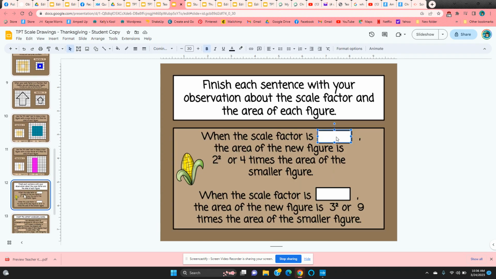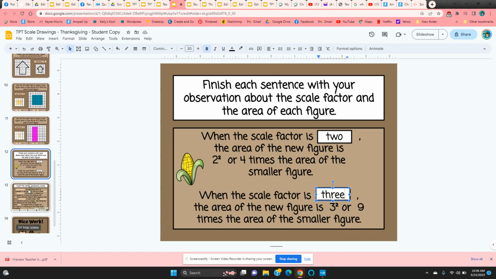Then just to review, when the scale factor is 2, we just type it in. The area of the new figure is 2 to the second power, or 4 times the area of the smaller figure. When the scale factor is 3, the area of the new figure is 3 squared, or 9 times the area of the smaller figure.